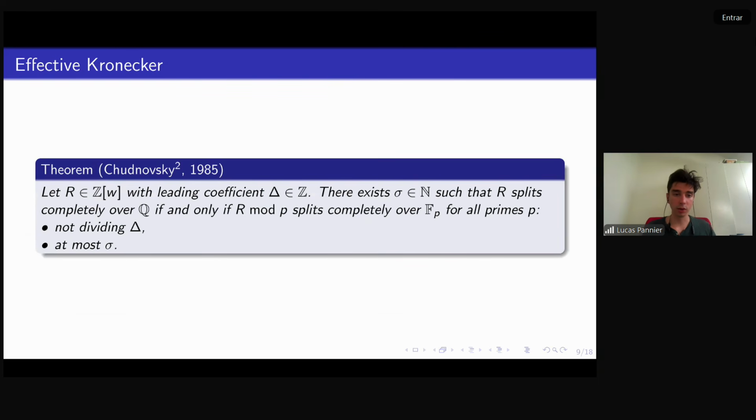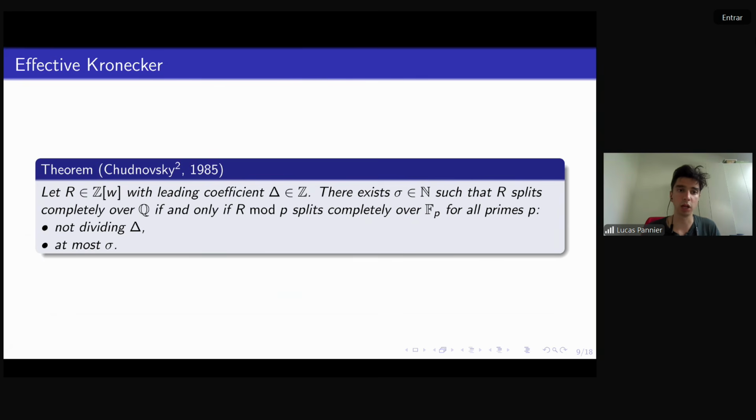So, what did the Chudnovsky do? They proved an effective version of Kronecker's theorem. If we consider R a polynomial with the leading coefficient delta, then there exists an integer sigma such that R splits completely over the rational numbers if and only if R mod p splits completely over Fp for all primes p that satisfy two conditions: they are not dividing delta and they are at most sigma. So this yields a finite number of primes.